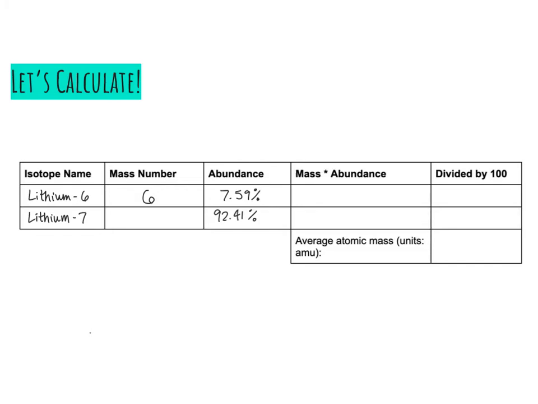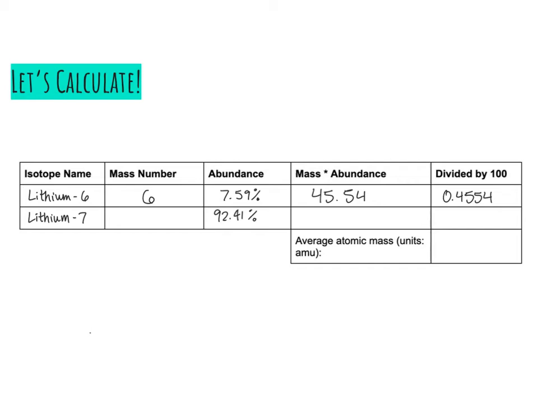So if we take 6 and multiply it by 7.59, we get 45.54. Because we multiplied by the full percentage, now we just have to divide by 100 to make sure that we get the actual fraction that it is supposed to be. So now 45.54 divided by 100 is going to give us 0.4554.